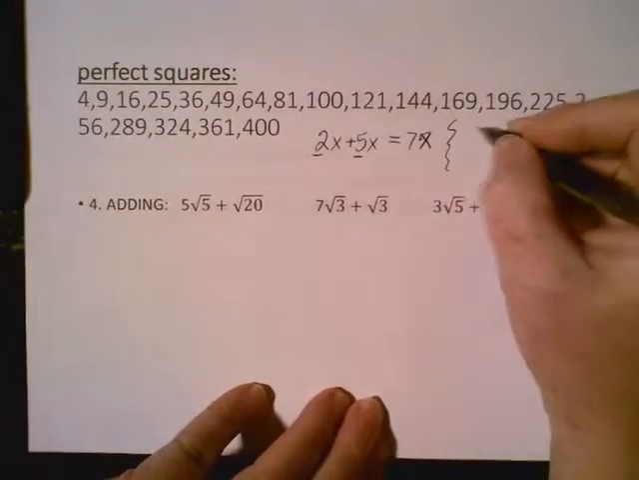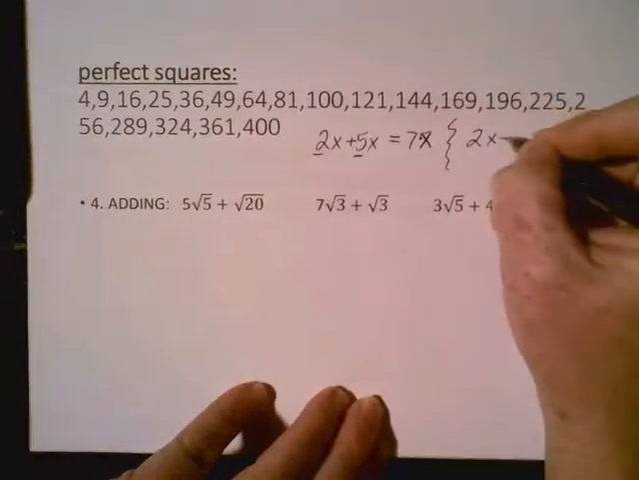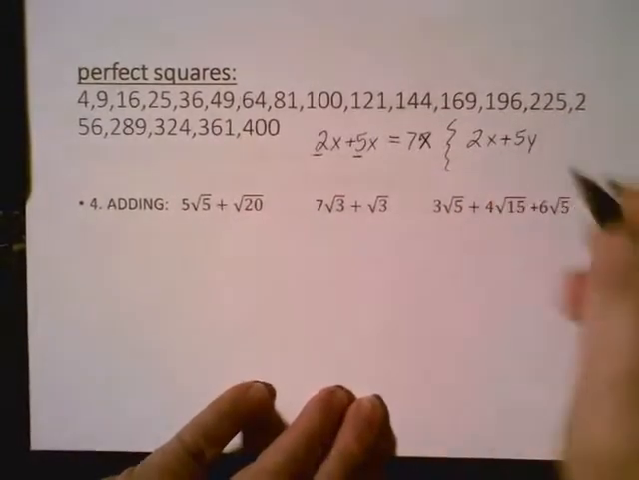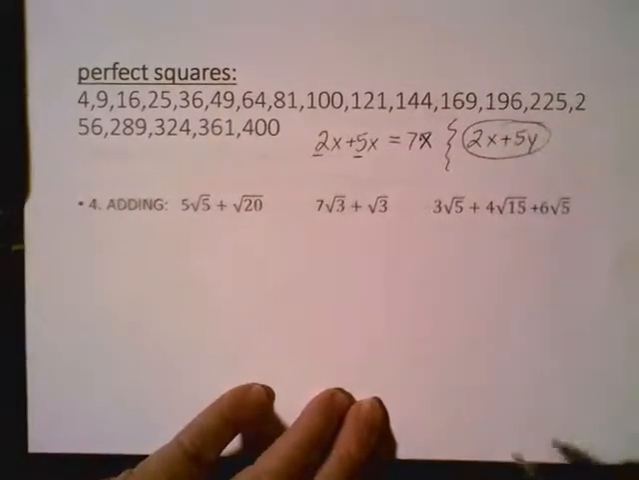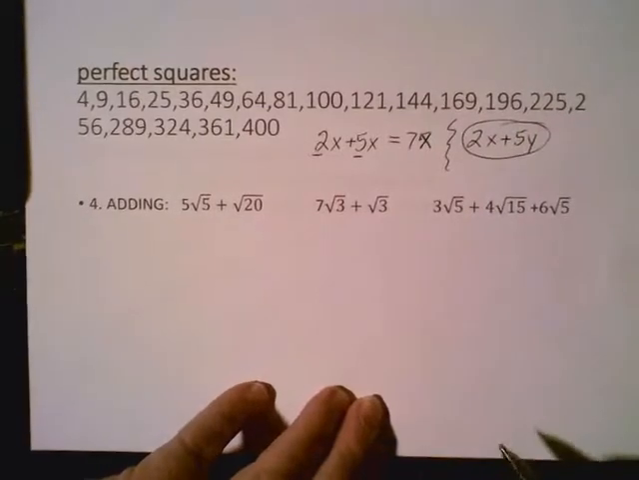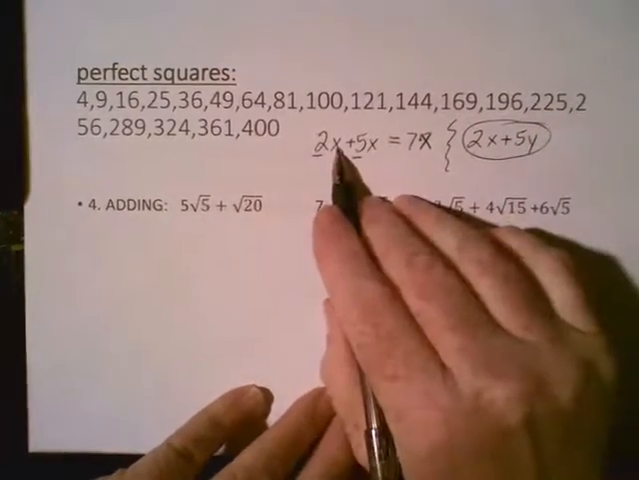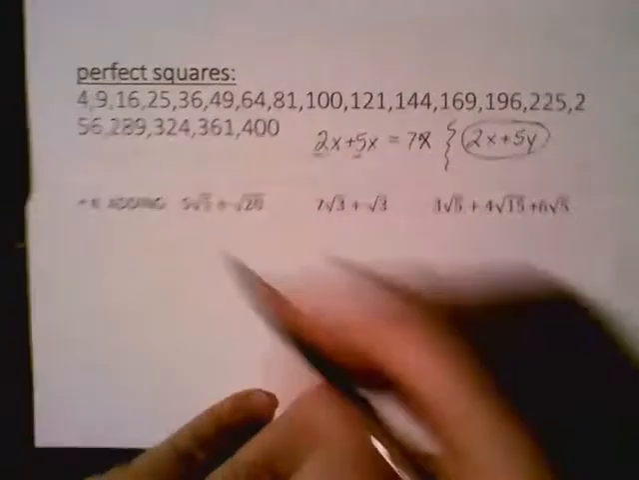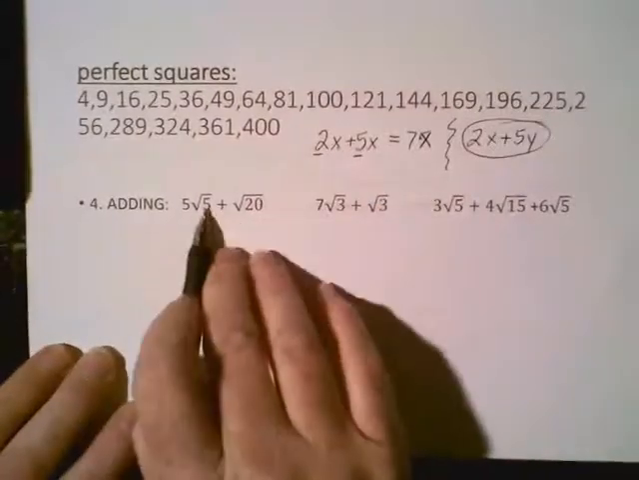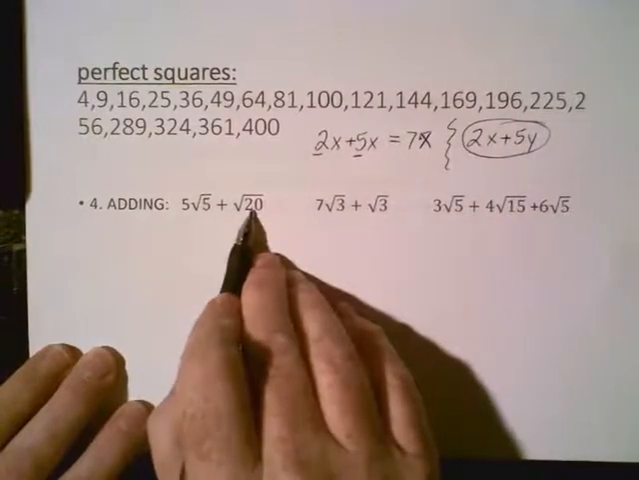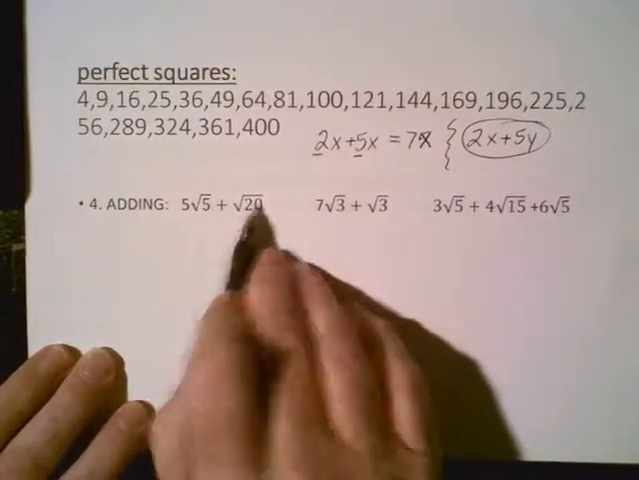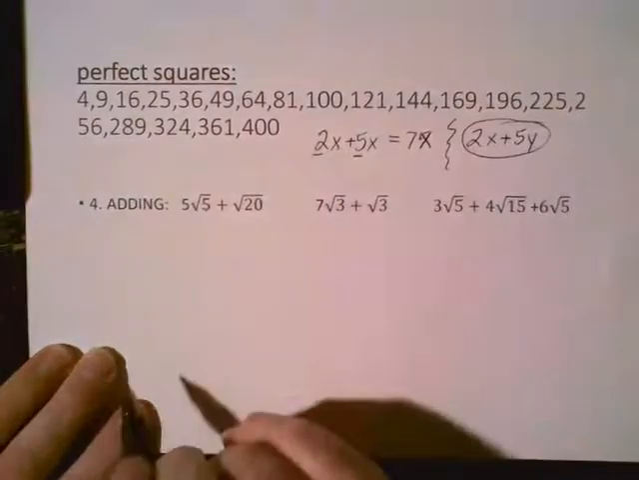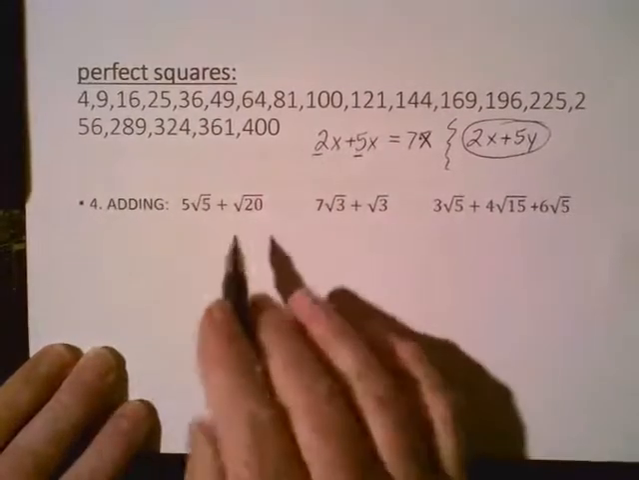The other thing is, if you had something like 2x plus 5y, these aren't like terms, so that's your simplified form. And that's the same thing with a radical. Treating these radicals like they're the x's or the y's. First thing, I look here and I got a 5 and I got a 20. Well, they're not alike. They're not the same under the radical there, so I can't just put them together. I can't just combine like terms there.